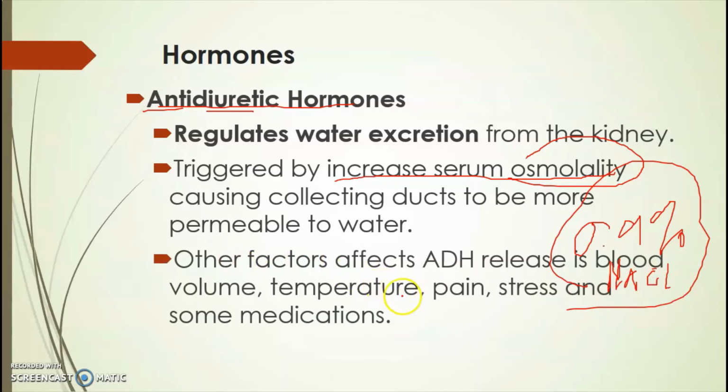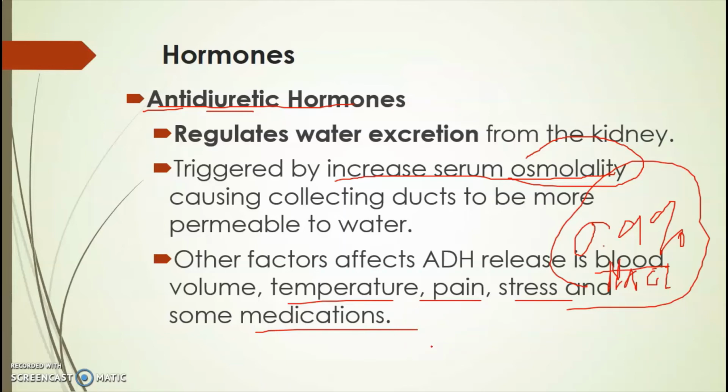Other factors that affect the release of ADH are your blood volume, temperature, pain, stress, and some medications. Some medications, of course, are diuretics. Diuretics are the medications that will allow us to urinate more. So that is your ADH.